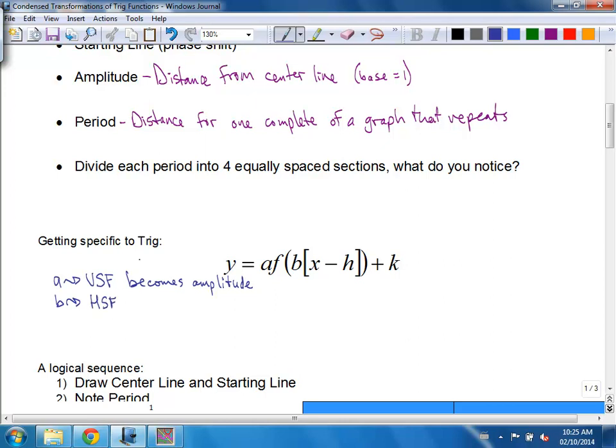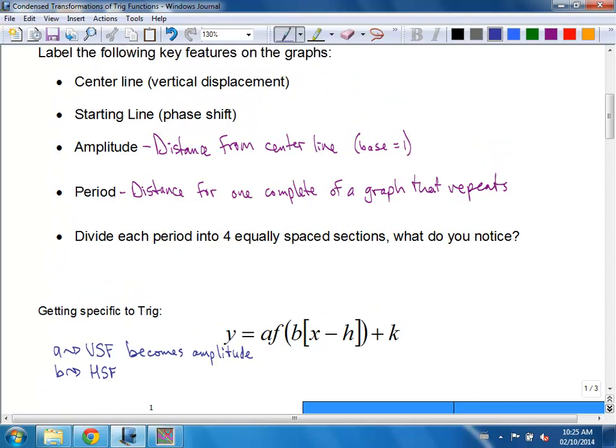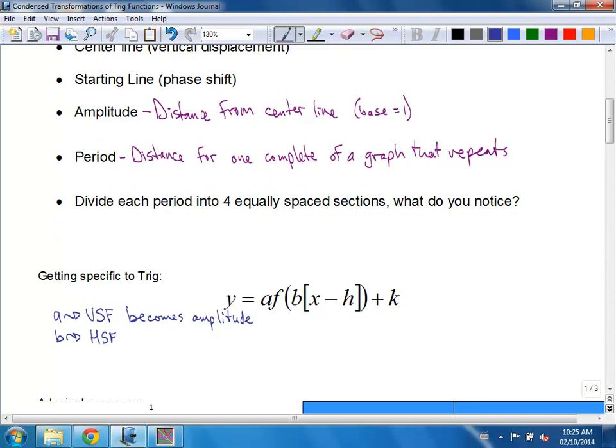Right? How much we stretch or squish it horizontally. Same rules apply, but in trig, we'll take a look at that vocab again. What do you think is going to be affected by the horizontal stretch factor? Period. Yeah, the period of the graph. If we stretch the graph out really wide, then the cycles take longer to repeat. If we shrink it, they don't take as much time. So in this case, I'm just going to say it affects the period.